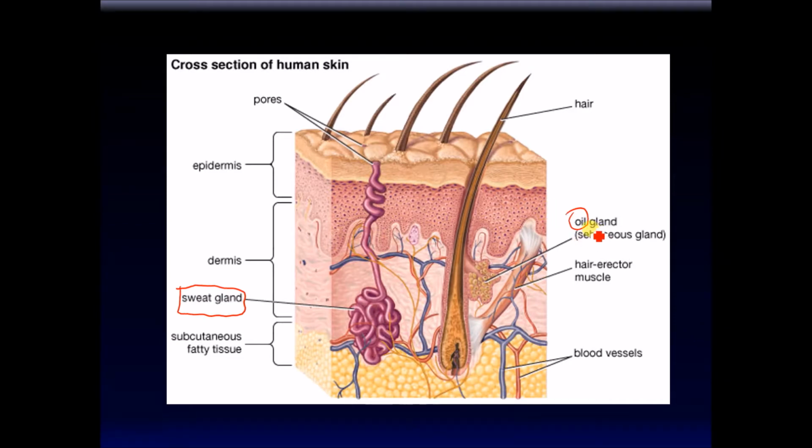So hair has its own oil glands, or sebaceous glands. So sebaceous glands are associated with hair follicles. They make this oily stuff that goes over here that people have on their hair.